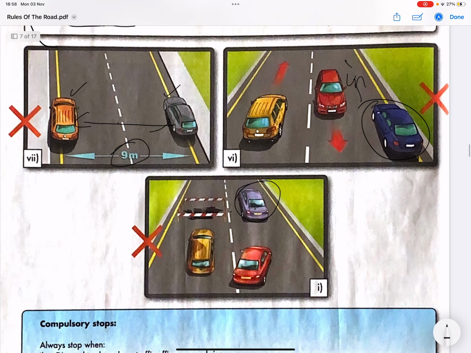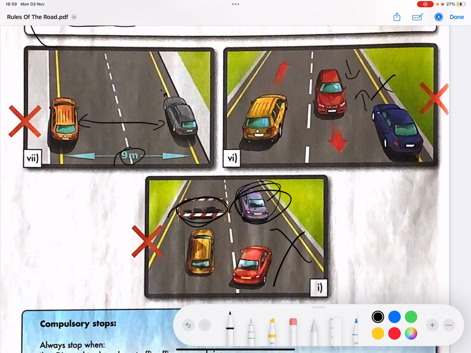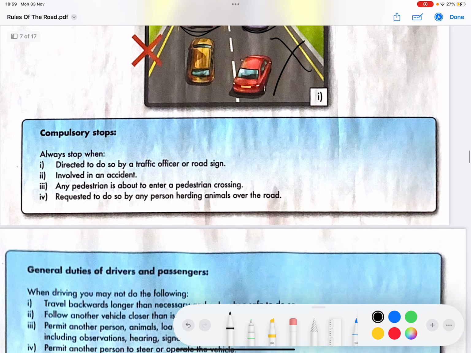Okay? So, here are some illustrations. Here, the road is 9 meters wide. You cannot stop your vehicle opposite this vehicle. Stopping your vehicle facing oncoming traffic is not allowed. There's an excavation, you stop your vehicle here, it's not allowed because you are obstructing traffic.